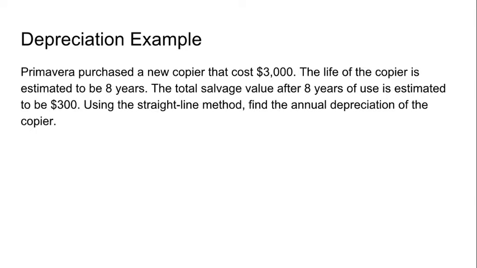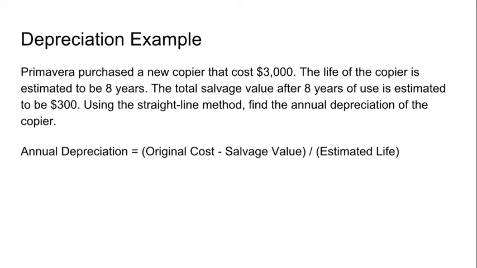So our first example is Primavera purchased a new copier that cost $3,000. The life of the copier is estimated to be 8 years. The total salvage value after 8 years of use is estimated to be $300. Using the straight line method, find the annual depreciation of the copier. So we're going to use our formula and plug in what we know. We know the original cost is $3,000, the salvage value is $300, and the estimated life is 8 years.